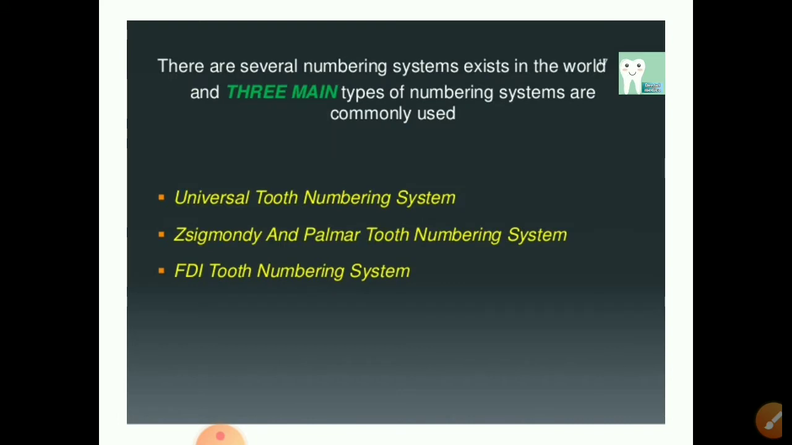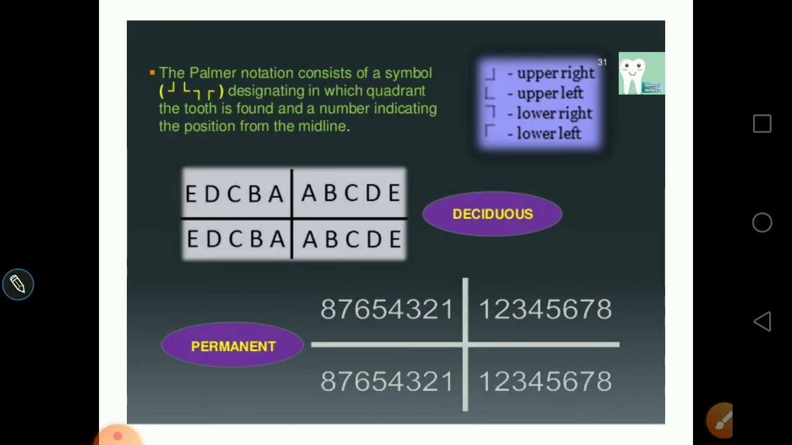Okay. There are several numbering systems in the world, and three main types are commonly used: the Universal tooth numbering system, the Zsigmondy and Palmer tooth numbering system, and the FDI tooth numbering system. Palmer notation system consists of a symbol designating in which quadrant the tooth is found and a number indicating the position from the midline.